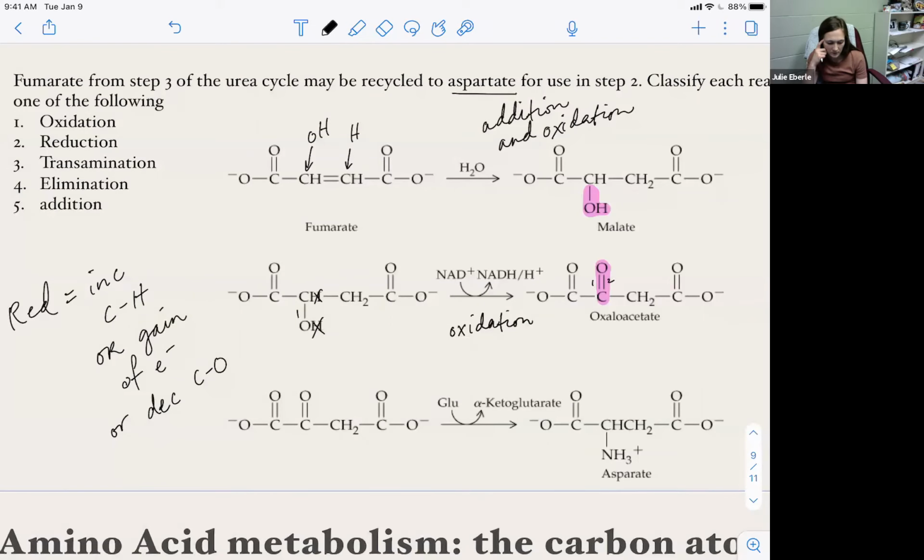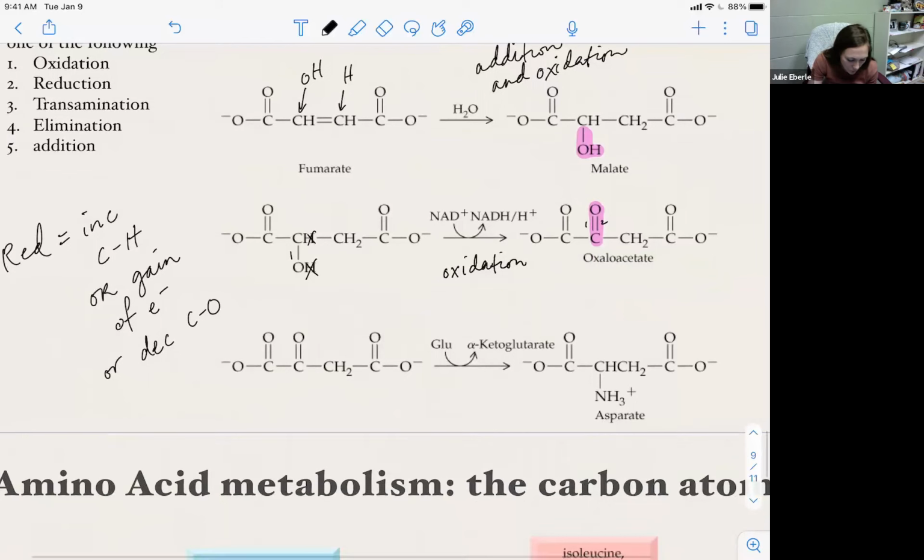Okay, what about the last one? What is different? I'm gonna try to highlight it in pink. That carbonyl carbon now has an amino group added to it. You should all for sure get this one. Is it transamination? This is a transamination reaction.